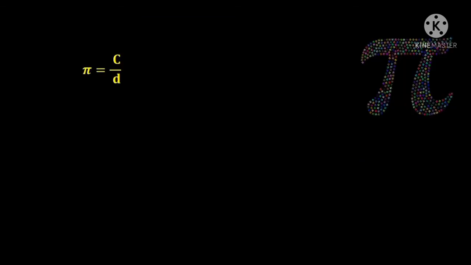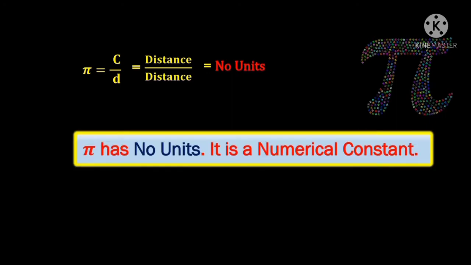Also, did you observe that circumference and diameter both measure distances? So when they are divided in the formula, their units will cancel out, leaving pi with no units. So we can conclude that pi is a pure number without any units.